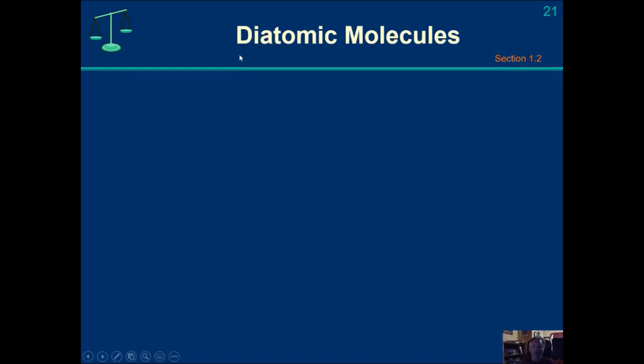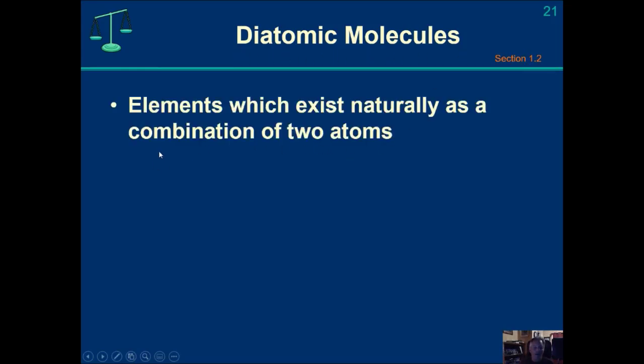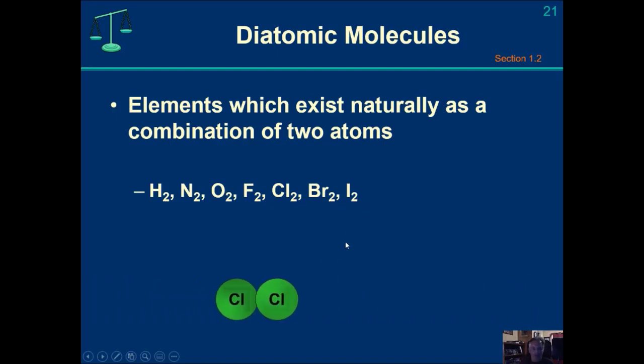Let's talk about the diatomic molecules. Now, these are elements that exist naturally as a combination of two atoms, and here they are. There are 7 of them: hydrogen, nitrogen, oxygen, fluorine, chlorine, bromine, and iodine. They're easy to recognize on the periodic table. Let's take a look at what it means for a molecule to be diatomic.